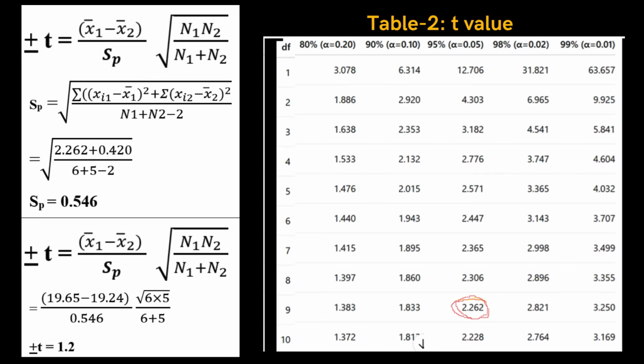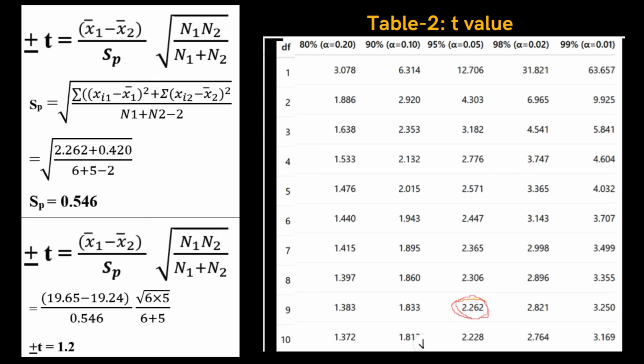Here, the first formula is for calculation of the t-test and the second one is for calculation of the pooled standard deviation. 2.262 is the summed value for the square of the difference of xi1 minus x bar 1, and 0.420 is the summed value for the square of the difference of xi2 minus x bar 2, which is divided by 6, the number of observations for the test method, plus 5, the number of observations for the standard method, minus 2. Finally, the calculated pooled standard deviation is 0.546.